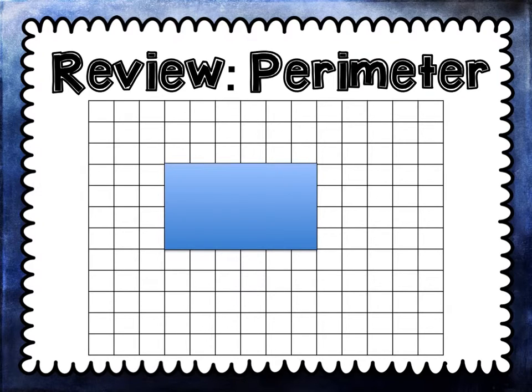Before we get started on area, let's review what we learned last week. We learned how to find the perimeter of a shape. Remember, perimeter is the measurement around the shape. And we're going to be doing area, which is how to measure the square units inside a shape.